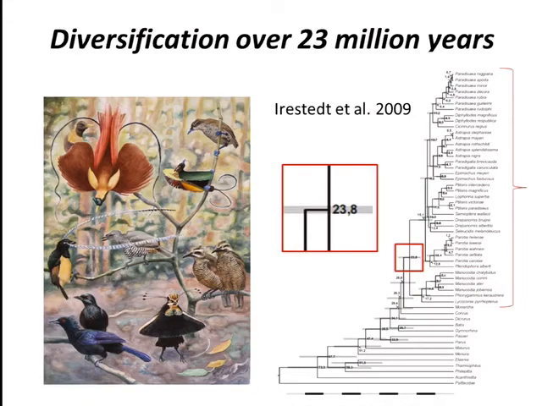Here's a mitochondrial DNA phylogeny of Birds of Paradise concocted by a Dutch group, Irestedt et al. in 2009. And here's the Birds of Paradise. Basically, what they are able to show by time calibrating their phylogeny is that the common ancestor for the whole radiation of 30, 40 species is about 24 million years ago. And all of this diversification has unfolded on that tree in that period of time.